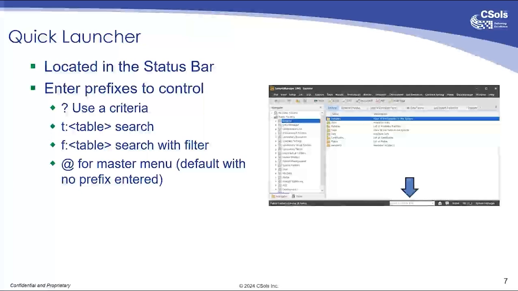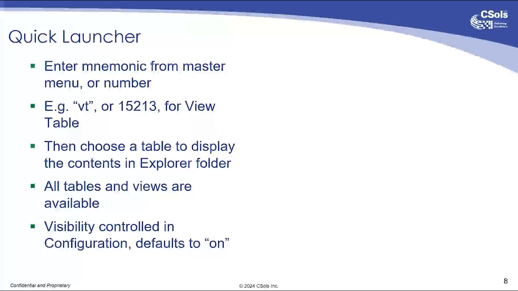Or if you want to do something a little bit more sophisticated, you can use T, F and a question mark. So question mark applies the criteria to the current Explorer folder we have up. T and F, search and filter, not only allow you to filter within a folder, but they also throw up the folder you specified. So we have some examples. We've already talked a bit about the ones above. So VT is a lot simpler than 15213.